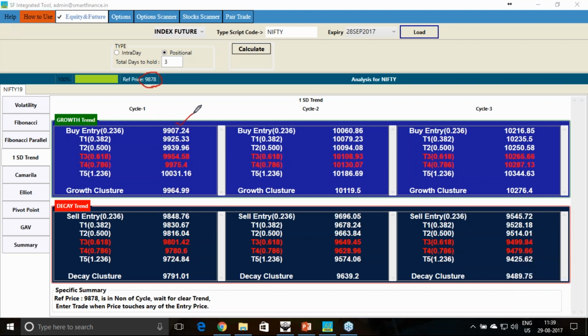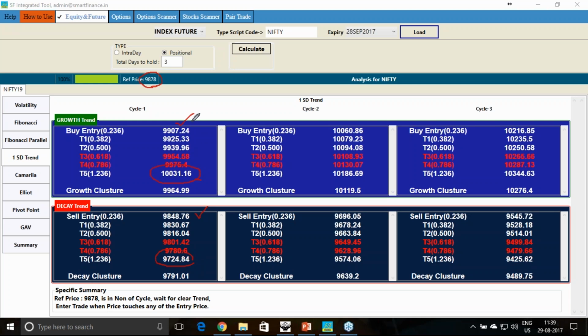So above 9907 you have an uptrend, below 9848 you have a downtrend, and these are the levels you are getting. The maximum you can go in the uptrend one cycle is 10,031. In the downtrend, one cycle can bring you to the 9725 level. So this is what the trend analysis for the coming 3 days says.